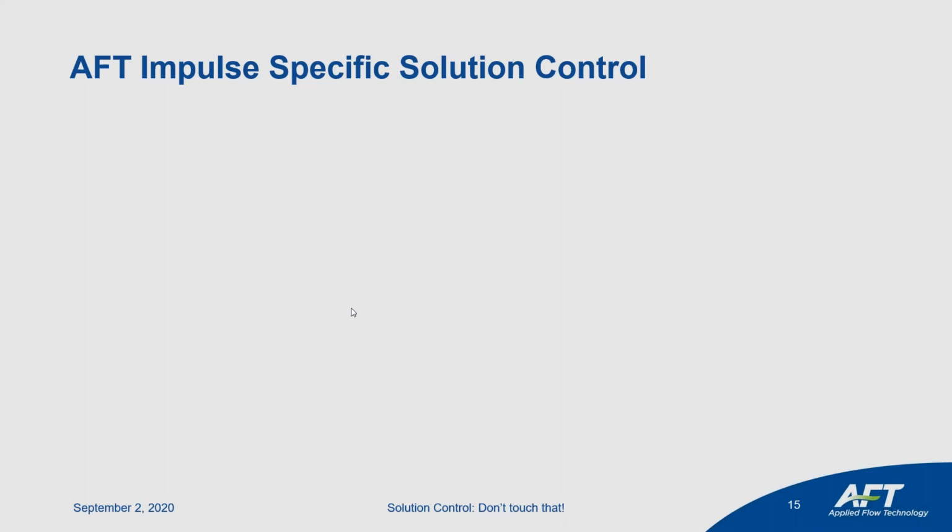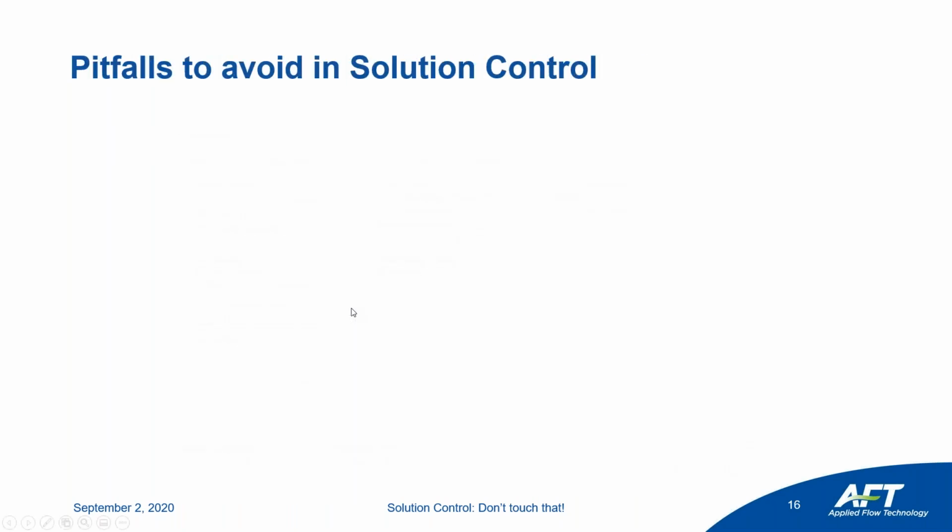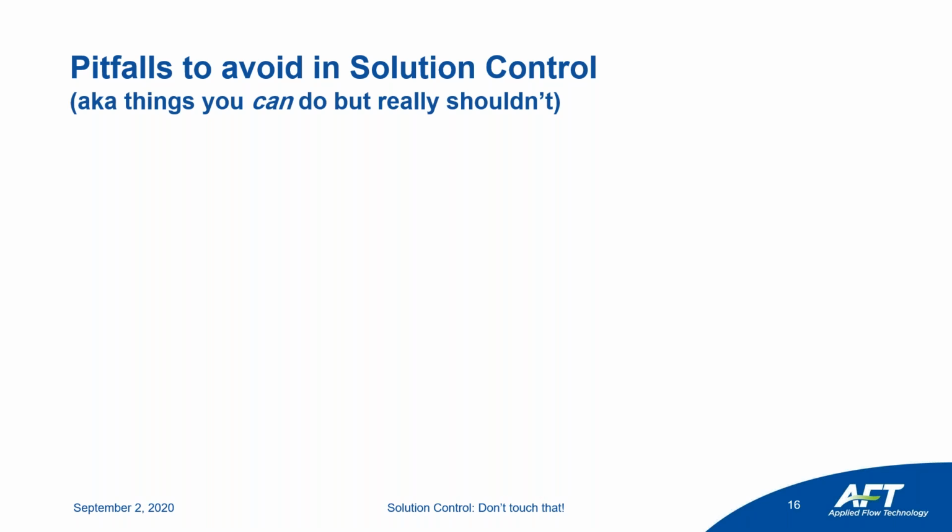And so that brings us to some pitfalls that we want to avoid. A lot of these things you can do, but you really shouldn't be doing. Easiest example is setting relaxation to near zero or trying to set it to zero at all. If we set relaxation equal to zero, iterative solving is essentially pointless.